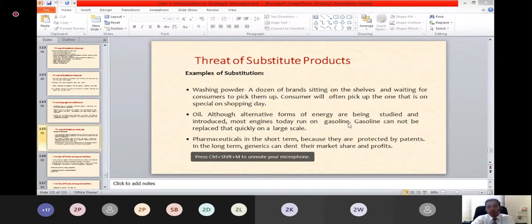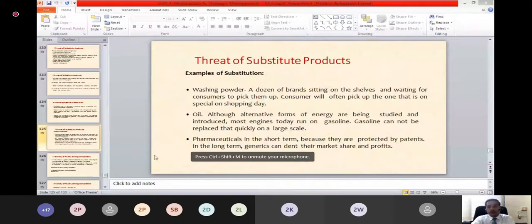Although alternative forms of energy are being studied and introduced, most of the engines today run on gasoline. Gasoline cannot be replaced that quickly at large scale. So gasoline is one of the forms which can be made use of. So gasoline cannot be replaced quickly. Therefore, the threat of substitution can be reduced.